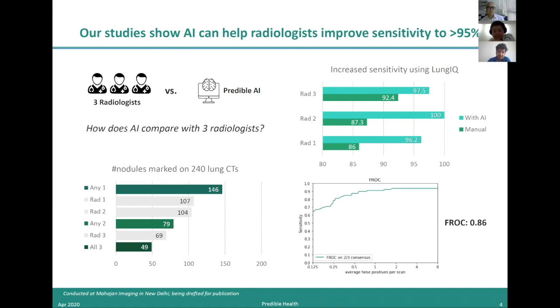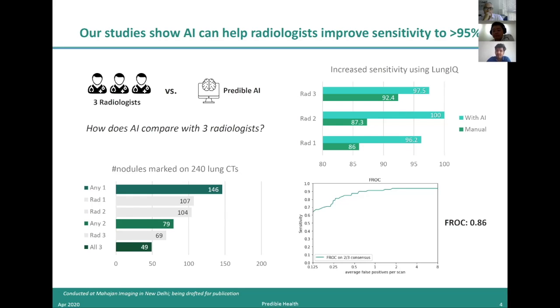Just to give you an idea, we've done studies where we compared the performance of our AI against 3 different radiologists, and what we can see is that AI plus radiologist results in a sensitivity of over 95%, sometimes even reaching 100%, whereas a radiologist alone typically works at a sensitivity of about 85 to 90%. And this is in detecting small subtle lung nodules from lung CT images.